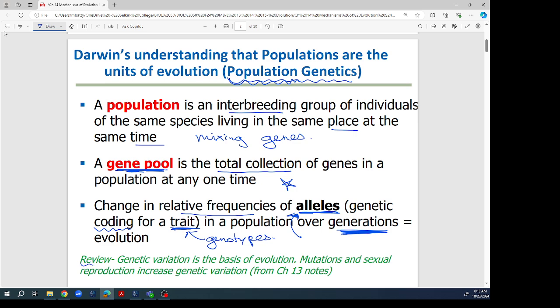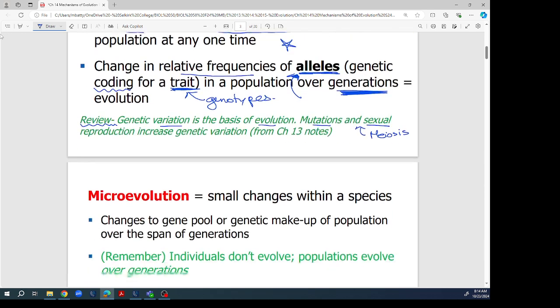I did put a little review down here just in case I forgot to mention it. Genetic variation really is the raw material for evolution. We could have mutations, we could have random mutations, or all the genetic variation that's built into sexual reproduction and that process of meiosis. All right, so let's get on with this.